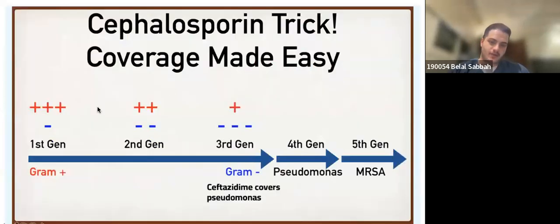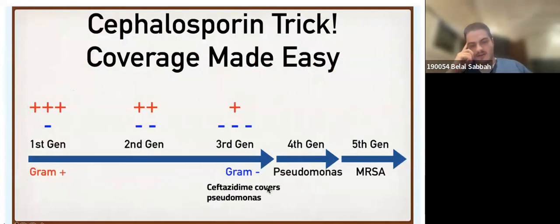And then there's this nice little thing here. So you have first generation cephalosporins. They're mostly gram positive. The more you go down, the more they start covering gram negative more than positive. Fourth gen in specific are for Pseudomonas, and then fifth gen is for MRSA. Pseudomonas is a pretty nasty bug, right? It does a lot of damage.